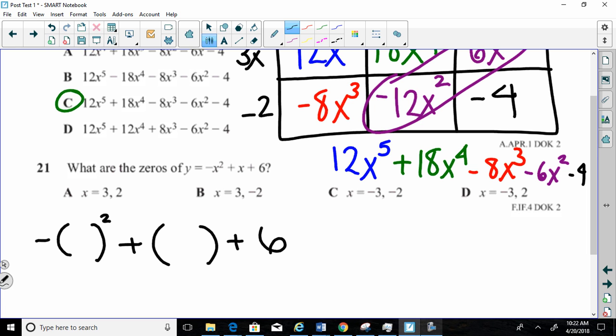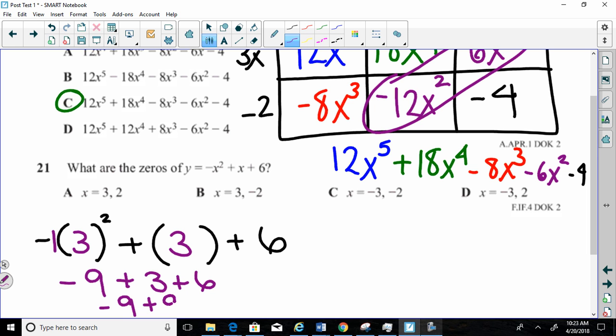So let's try 3, for example. If I put 3 in, what is 3 squared? 9. And then what do they want me to do? Make it, yep, it's like that invisible 1. So I have -1 plus 3 plus 6. What is 6 plus 3? What's 6 plus 9? Yep, so what's -9 plus 9? 0. And they want us to find our zeros, so would 3 be a solution? Yeah, so you can cross out these 2, but these both have 3. So you would have to try either 2 or -2.